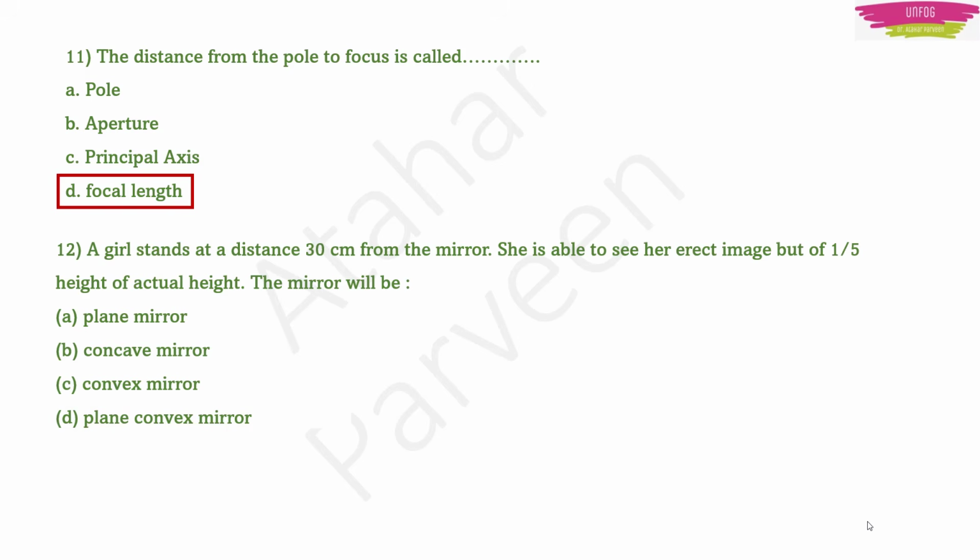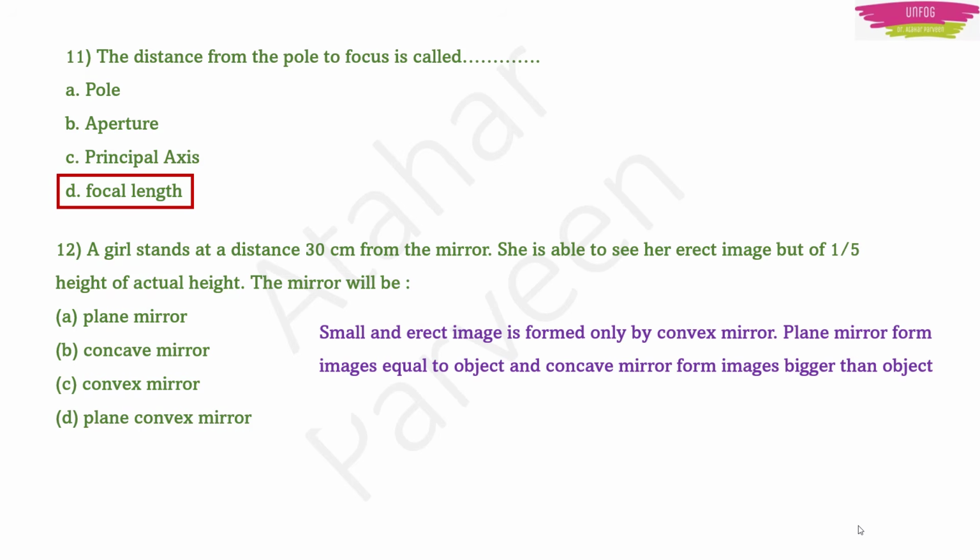A girl stands at a distance 30 cm from the mirror. She is able to see her erect image but of 1/5 height of actual height. The mirror will be, so which is the mirror which shows you the diminished images? So small and erect image is formed only by convex mirror. Actually plane mirror forms images equal to object, and concave mirror forms images bigger than object, while convex mirror forms images smaller than the object. So answer should be convex mirror.